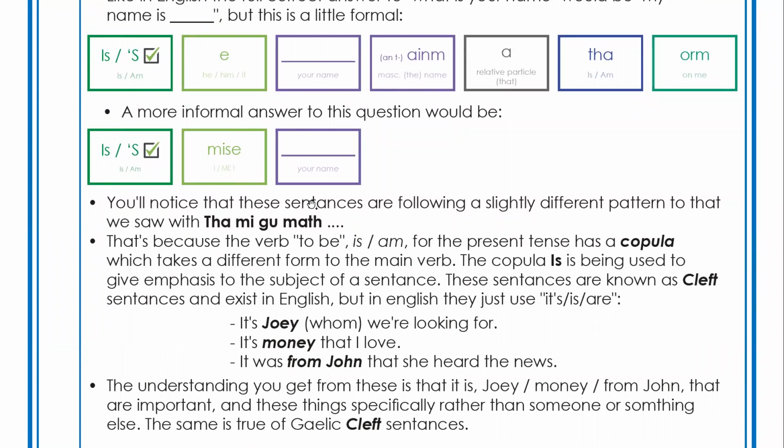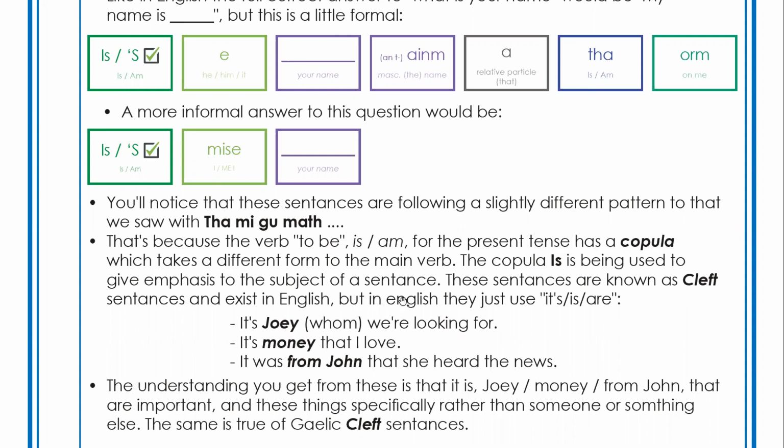You'll notice that these sentences are following a slightly different pattern, as I've just noted, to that which we saw with tha mi gu math. So we're not using tha mi here, we're using a different setup, a different structure. And that's because the verb to be, is or am for the present tense has what's known as a copula. And this is also the case with Italian. There's two ways to answer phrase sentences that use the verb to be.